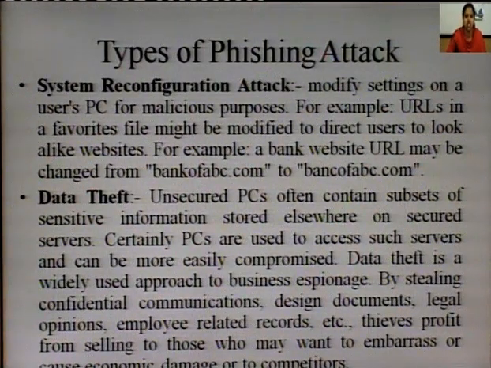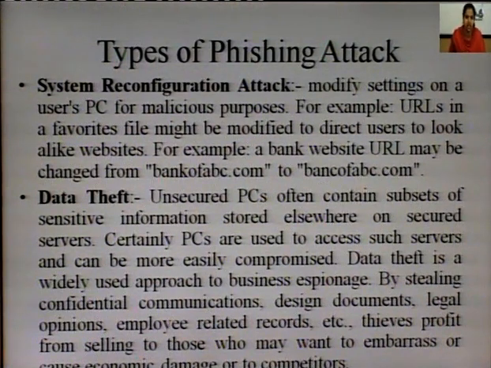Then comes the system configuration attack. This modifies settings on a user's PC for malicious purposes. For example, URLs in the favorites file might be modified to direct the user to look-alike websites. For example, a bank website URL may be changed to a similar-looking one. They make a small change, like HDFC becoming hdfcd.com. So always type the website name very carefully, because if you type one more letter it may open a hacker's site, and you would be giving your account information to hackers who consume your data.